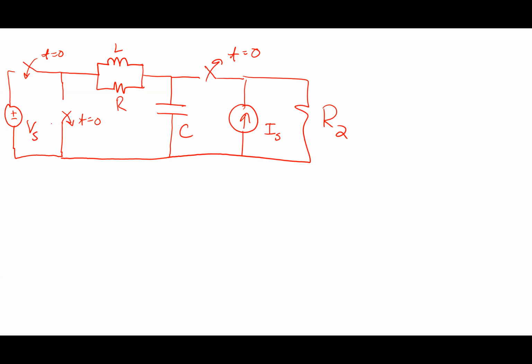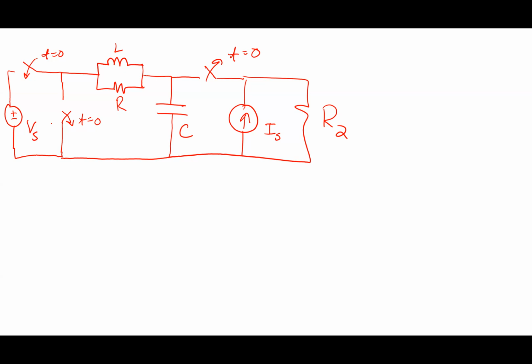All right, so I got 3 switches, so this is pretty weird looking. 2 switches open at t equal to 0 and 1 closes at t equal to 0. Okay. All right. And this is probably a pretty similar one in a lot of ways to problem 4 on the homework. Okay. All right.